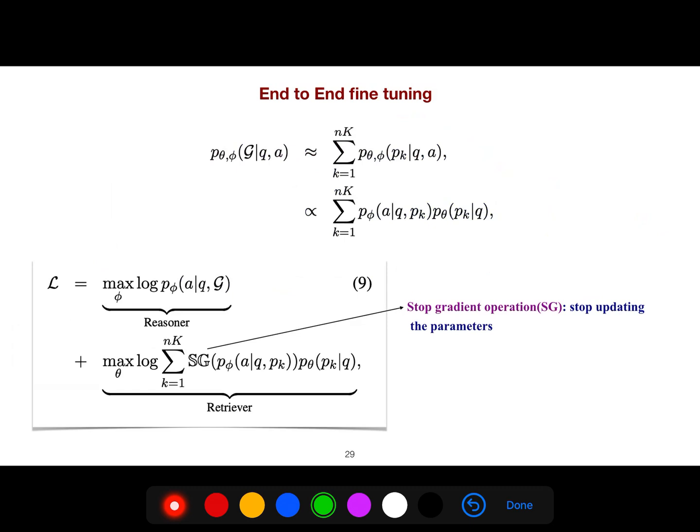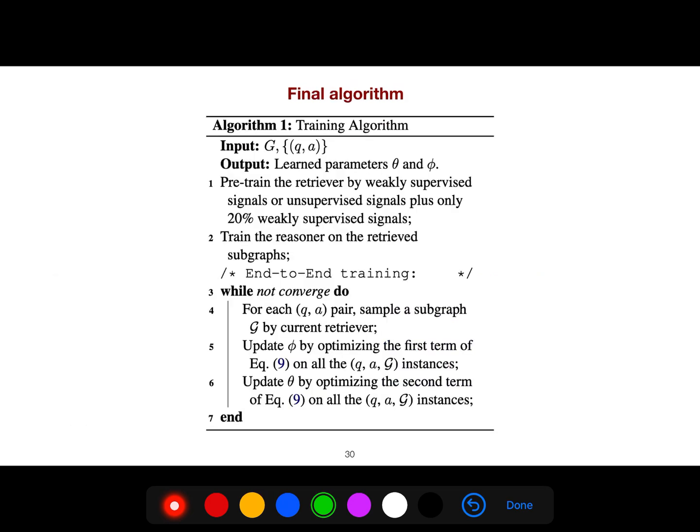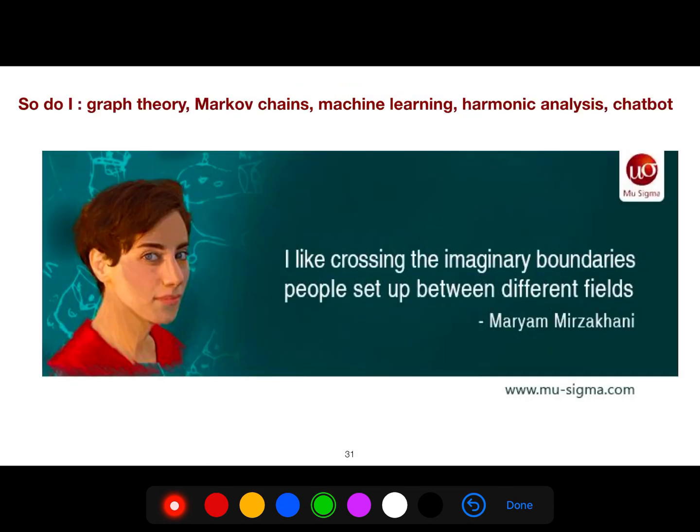So we also use stop gradient operations, stop updating. This is a good technique. It's a trick, let's say. It's not really mathematical. You are ignoring many things in mathematics. But it's a good thing. It works. And so this is the end-to-end fine-tuning that you need to know. And this is the overall algorithm: you first pre-train the retriever, and then we sample subgraphs, and we update the parameters phi and theta. We have two kinds of parameters, and that's it.